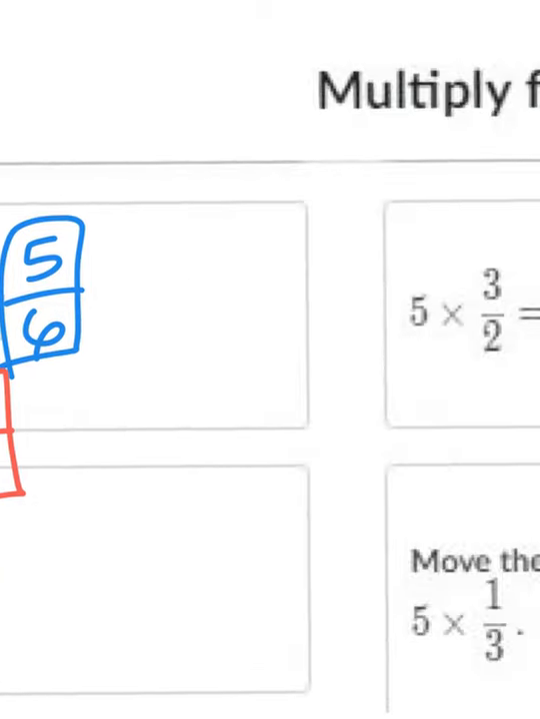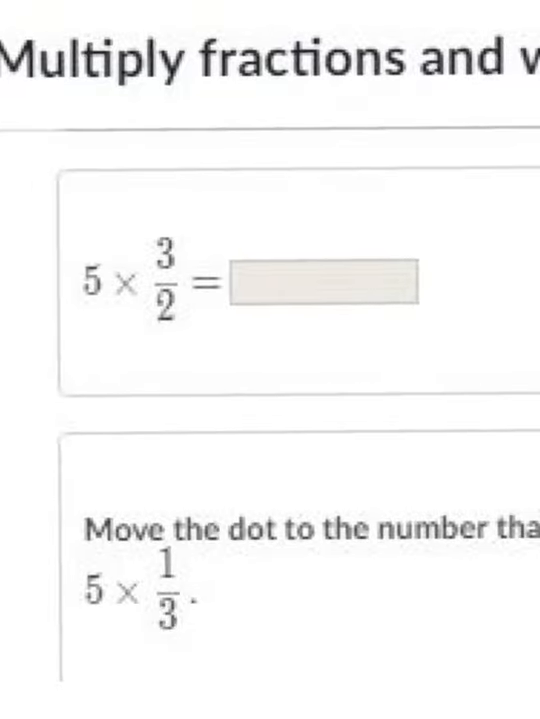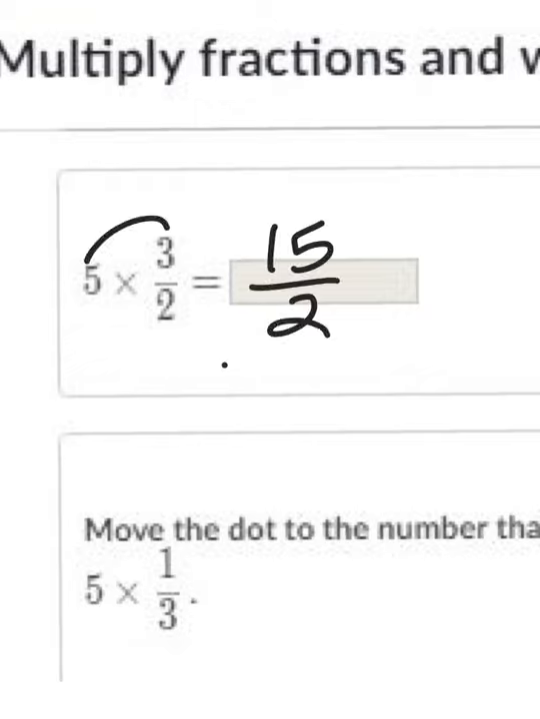Okay. All right, next one. So we have 5 times 3 halves. Now, 2 can't go into 5 evenly, so I know I can't simplify that. So now you're just straight multiplying. So 5 times 3 is 15, and our denominator is 2. When you put that into it, you do not have to change that to a mixed number. You can just leave that as an improper fraction, and that's totally fine.